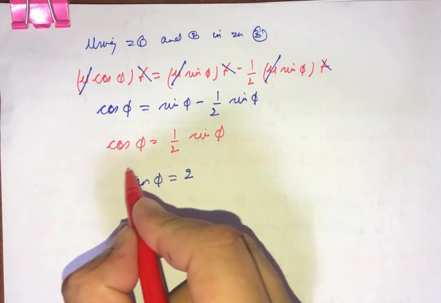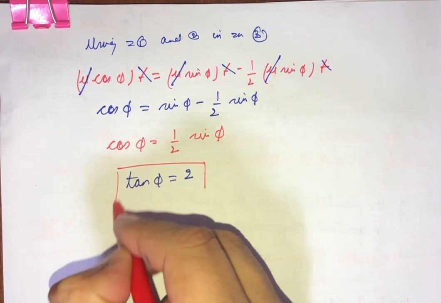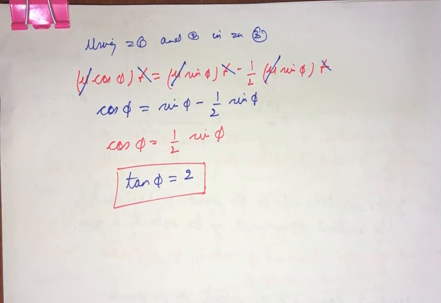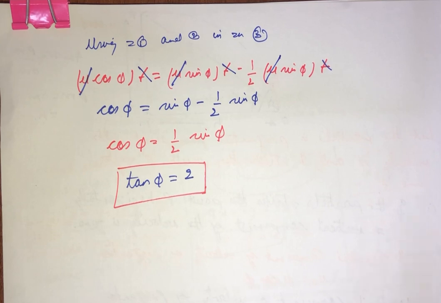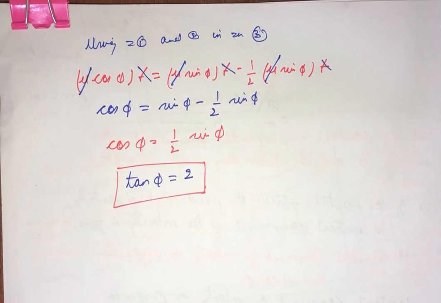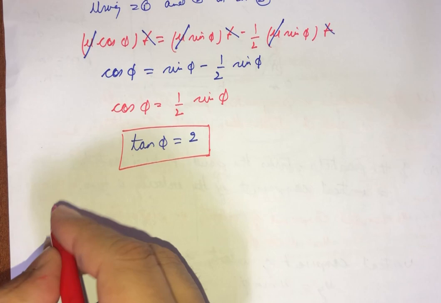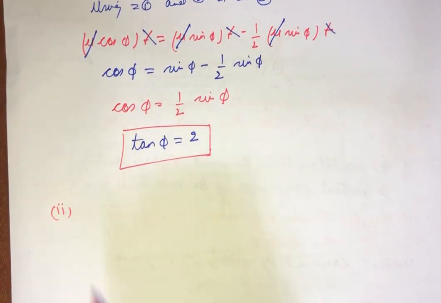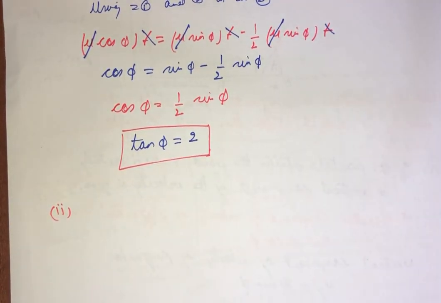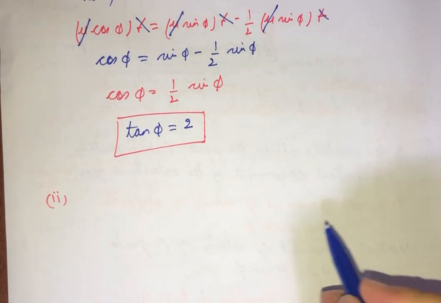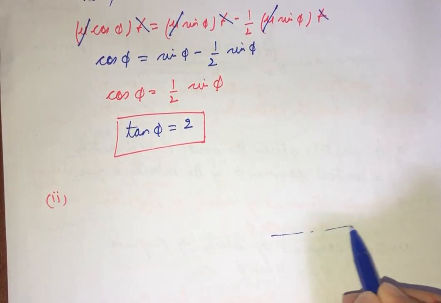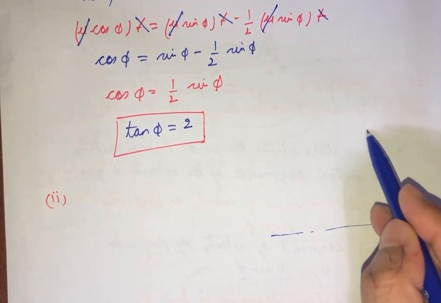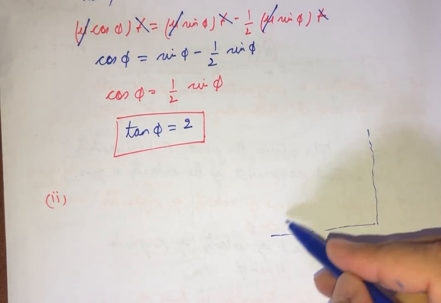So this is the first part, in which if tangent of phi is equal to 2, the particle is going to be in the horizontal direction at point P. Now we come to the second part. In the second part, we once again draw the figure, which is almost same except the velocity component at point P.